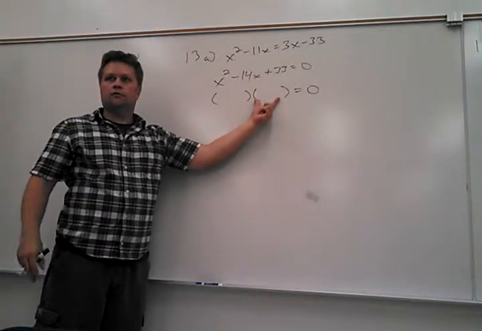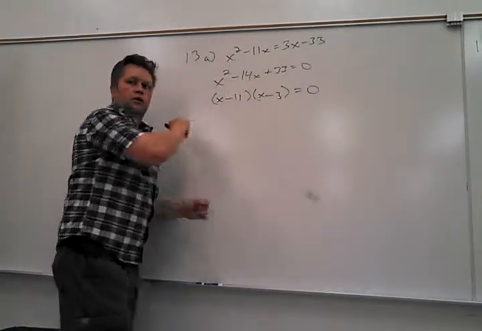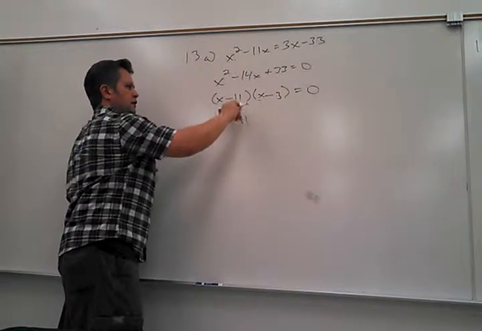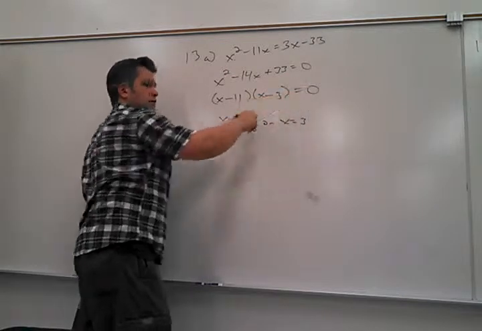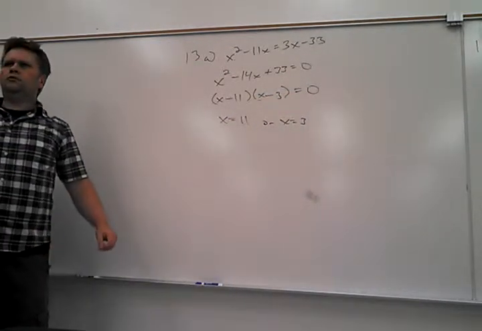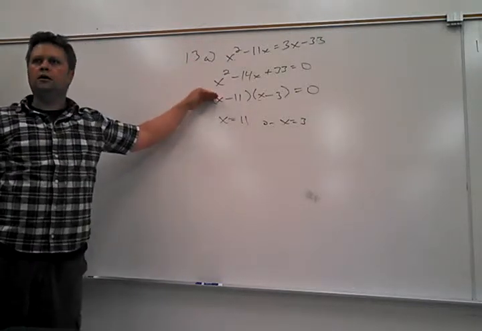Negative 11, negative 3. Yeah. Good. So what does this lead to? X equals 11, because that's what makes it 0. Or x equals 3. That's what makes it 0. I love it. So it's a compromise. One ugly squared equation becomes two not so ugly first power equations.